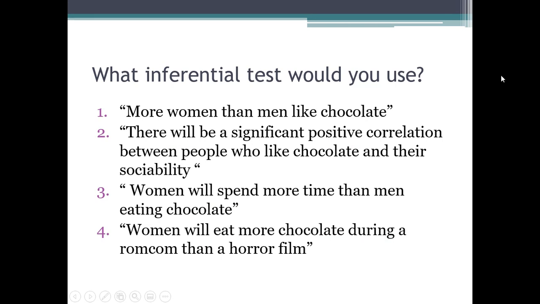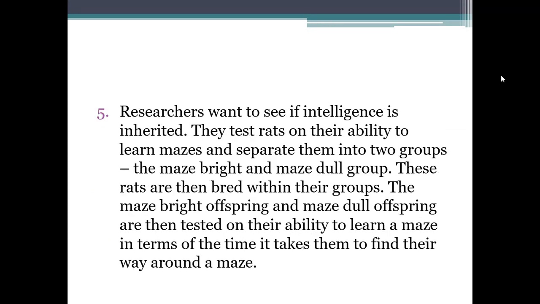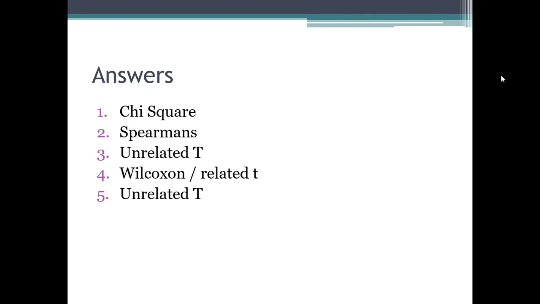It's sometimes also worth looking at just random examples of hypotheses to decide what statistical test or what inferential test you would use. So you've got 4 examples here, and an example here. These are the tests that you would use for those examples: chi-squared, Spearman's, unrelated t, Wilcoxon or related t, it depends how you measure your data, and unrelated t.